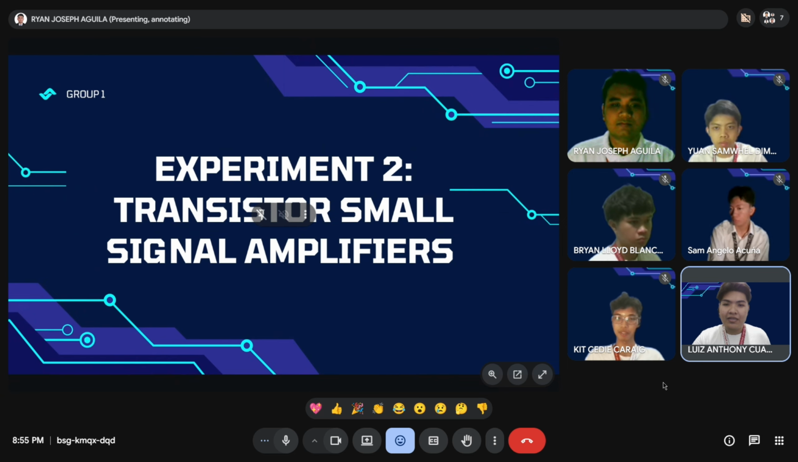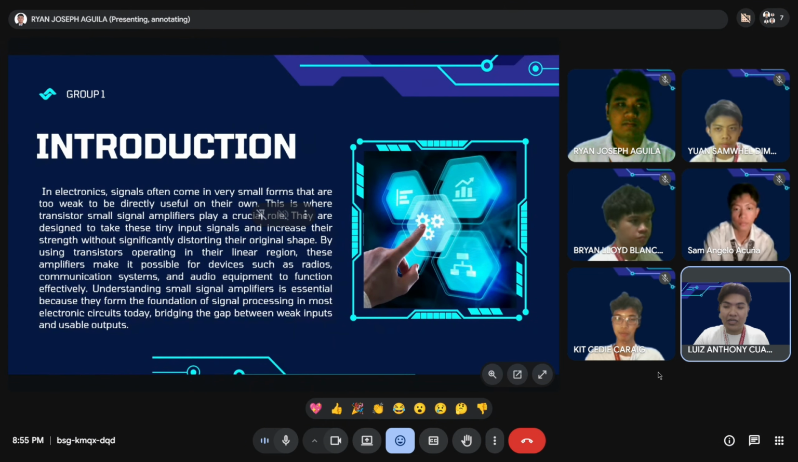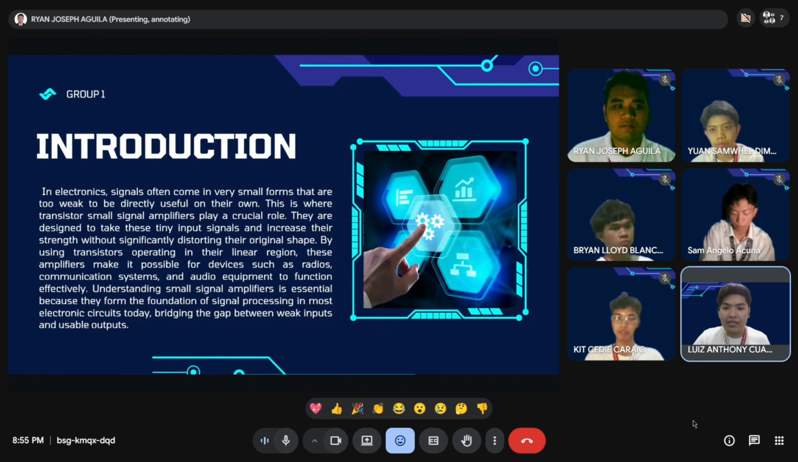Next slide. For Experiment 2, first is the transistor small signal amplifiers. For the introduction, in electronics, signals often come in very small forms that are too weak to be directly useful on their own. This is where transistor small signal amplifiers play a crucial role. They are designed to take these tiny input signals and increase their strength without significantly distorting their original shape. By using transistors operating in their linear region, these amplifiers make it possible for devices such as radios, communication systems, and audio equipment to function effectively.